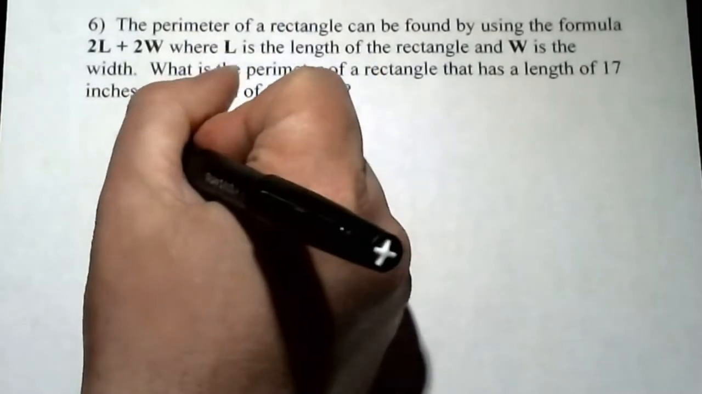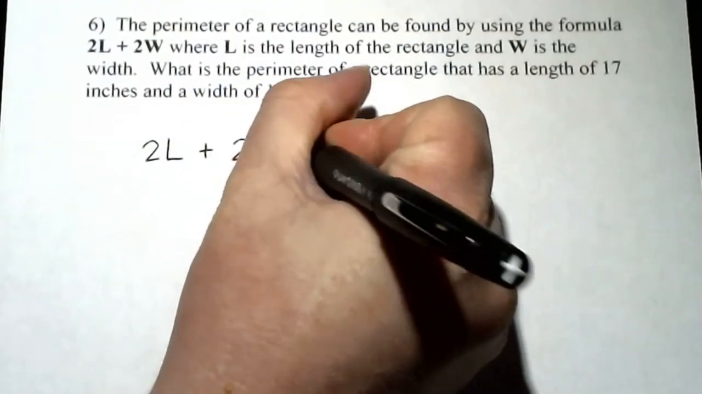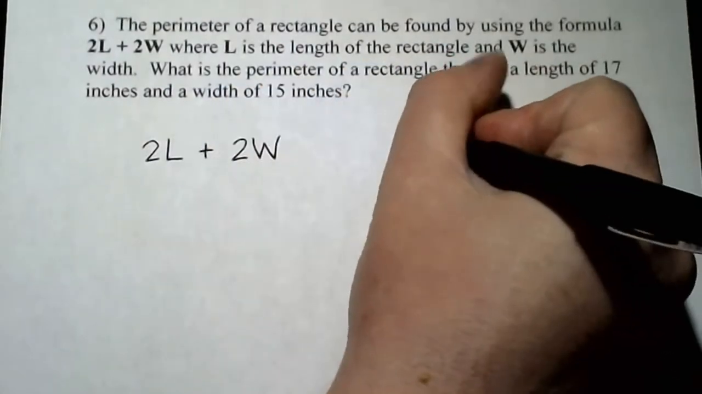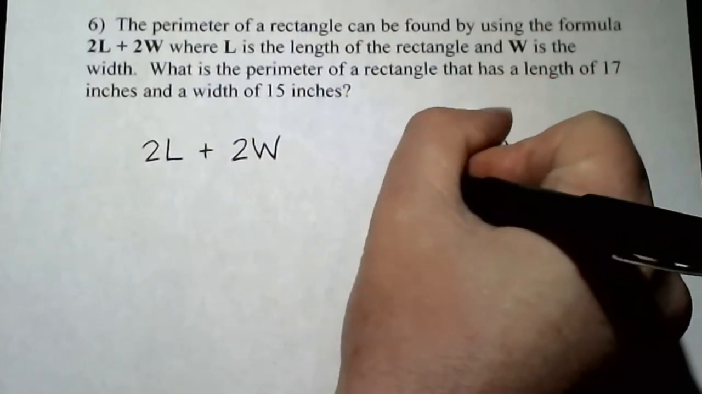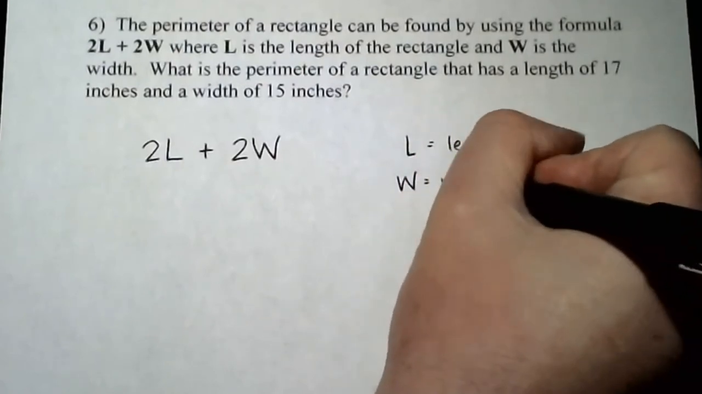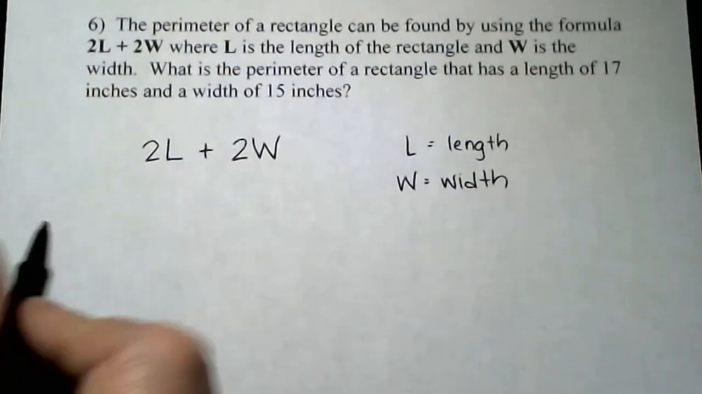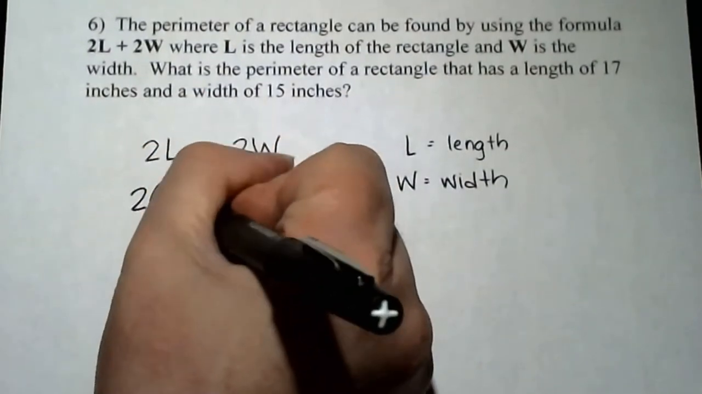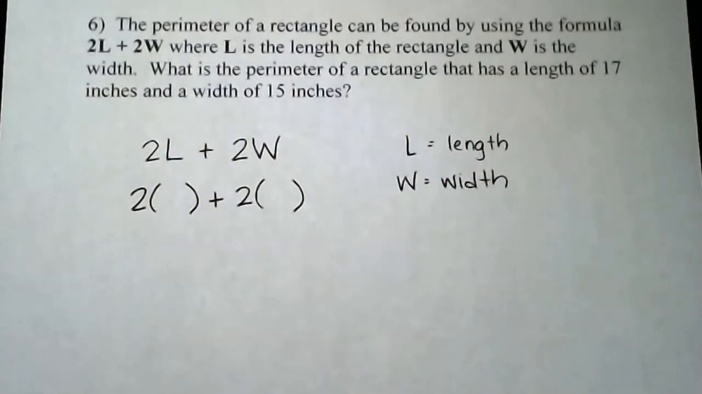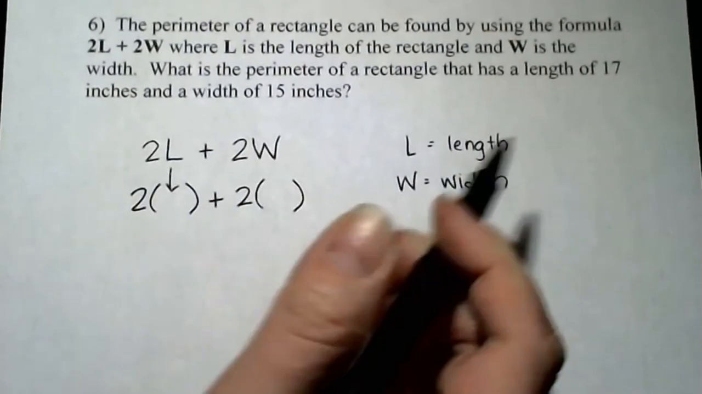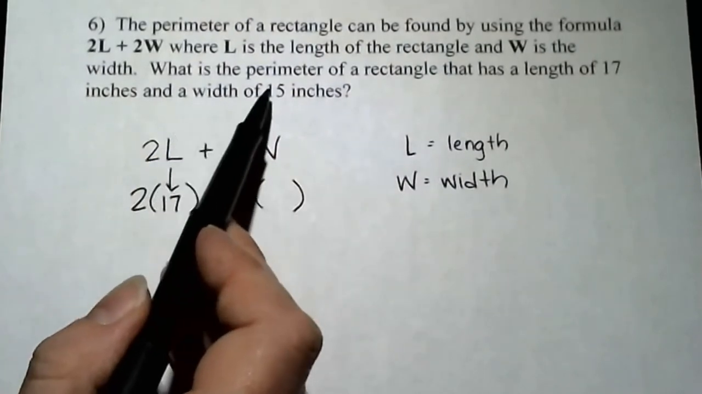Just like the last one, I'm going to pull out the expression that they gave me. I'm going to jot down off to the side what each of these represents, just so I don't get confused, although this one is very self-explanatory. And then I'm going to substitute in place of my L and my W. So they told me that the length is 17 inches and the width is 15.